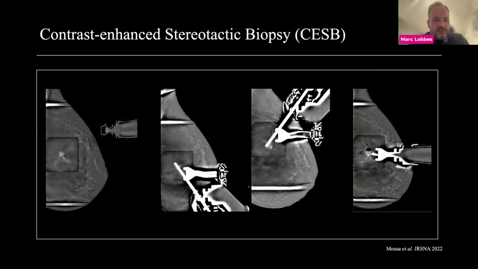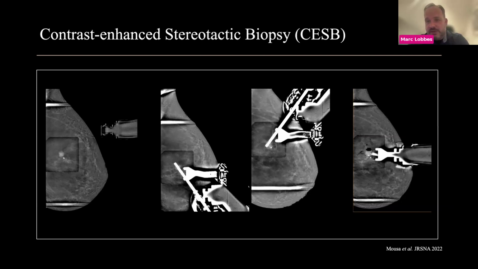So you can see the similar images that we are used to looking at when we look at calcifications. But now we don't look at mammography images and calcifications, but we look at the recombined images and enhancement. And you can easily put your cursor on that enhancing mass or non-mass enhancement. It calculates your coordinates. You can place your vacuum-assisted needle. And under local anesthetics, you can take the biopsy samples there and place a marker.